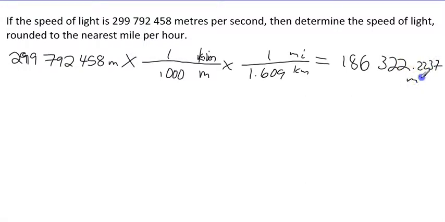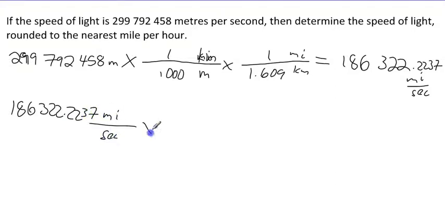0.2237, and that's in miles per second, right? So let's go to miles per hour. So here, let's do another conversion. 186,322.2237. Just remember, we're going to leave this in our calculator. Miles per second. And what I want to do is get rid of the seconds. So I've got to put seconds up here so they'll cancel off. And I want hours here. And I know that there are 3,600 seconds in 1 hour. So I'm going to multiply by 3,600, and I will be left with miles per hour, right?